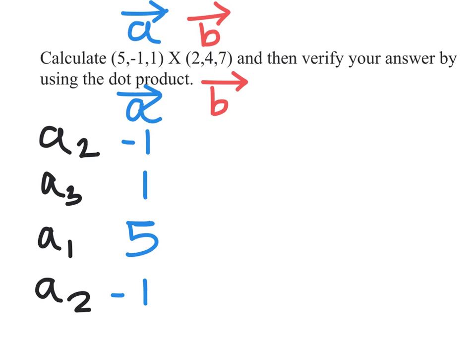We're going to do the same thing for vector B. We list the middle component, which is 4, the third component, which is 7, the first component, which is 2, and relist the middle component, which is 4.